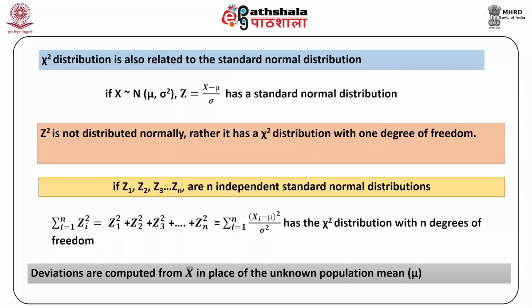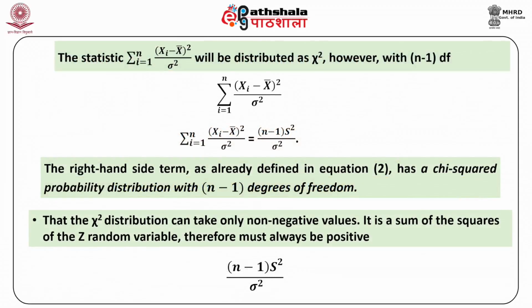However, in using sample data, deviations are computed from x bar in place of unknown population mean mu, because the population mean mu may not be known to us. Now, this in turn results in loss of 1 degree of freedom to estimate x bar. Therefore, the statistic can be written as sigma xi minus x bar square upon sigma square, and it will now be distributed as chi-square but with n minus 1 degrees of freedom.